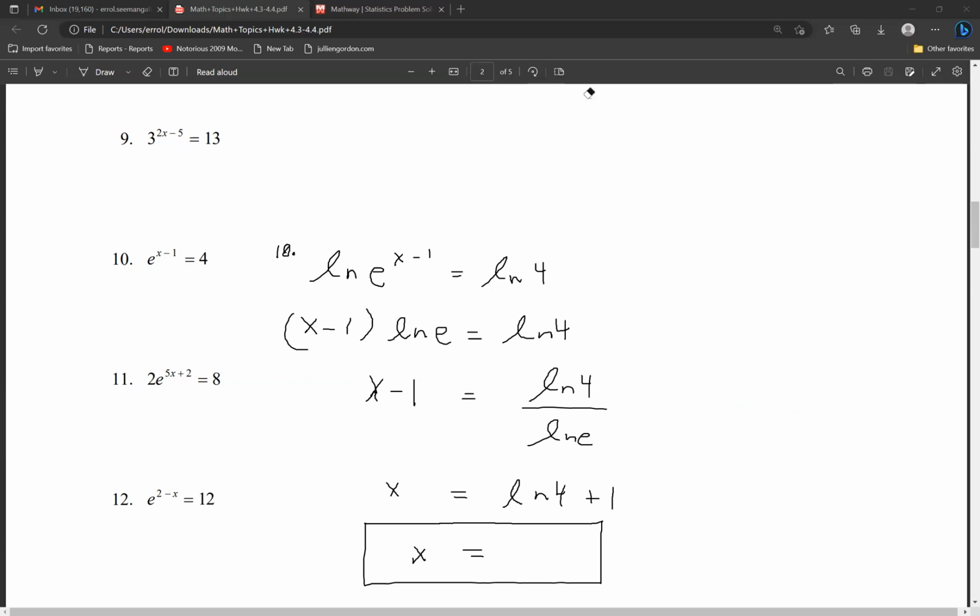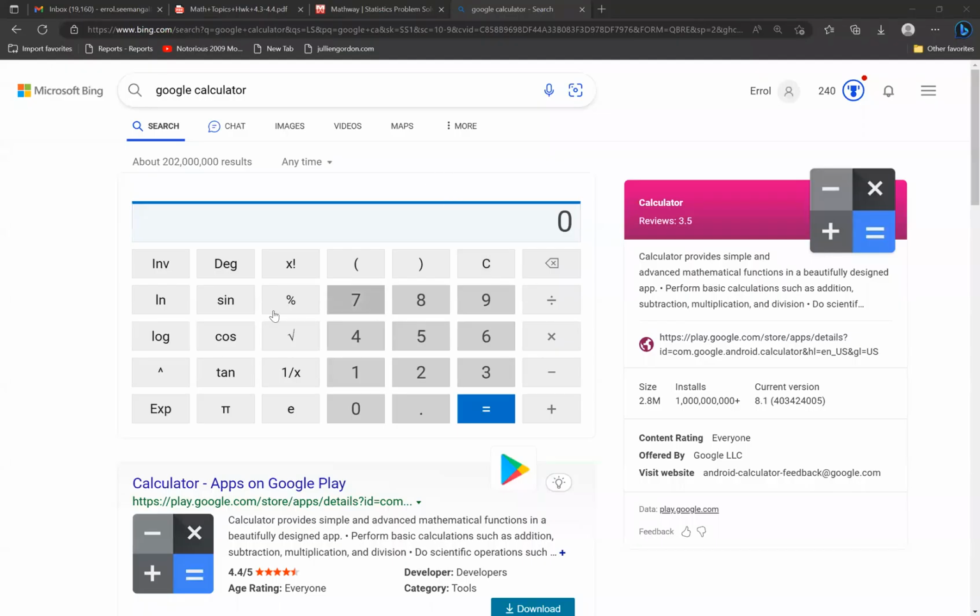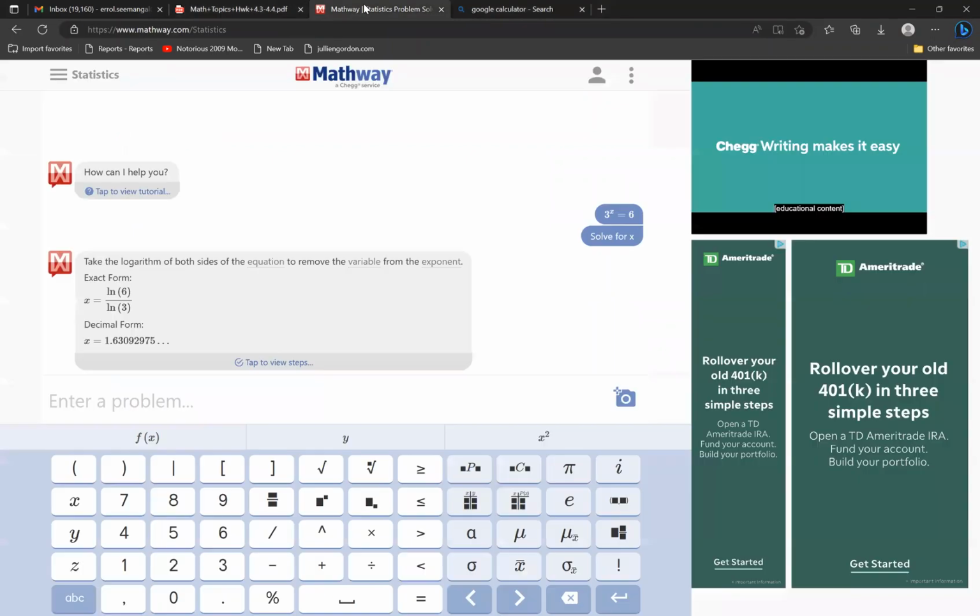All right, let's go to Google Calculator and see if we can do it. Stop sharing that one. Pull up Google Calculator. Oh no, you can't see this. Let me share this one. All right, you see Google Calculator? Yes. All right, so ln e equals 1. Okay. So let's go back. Where are we?